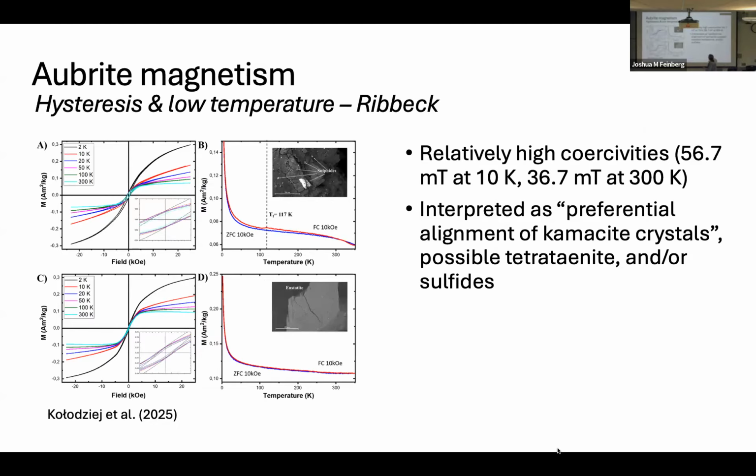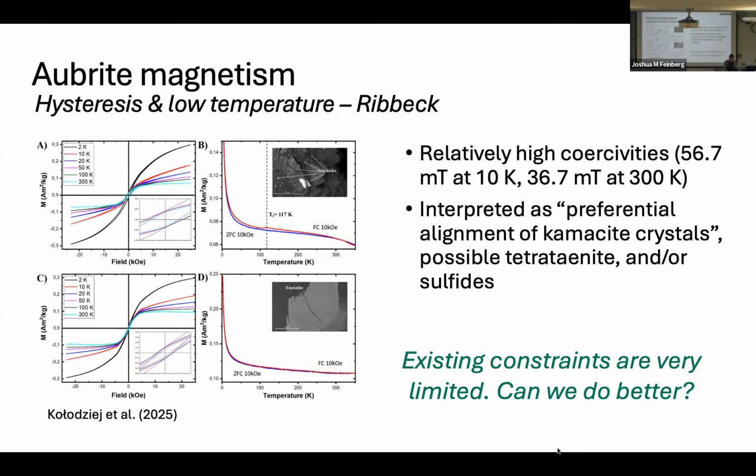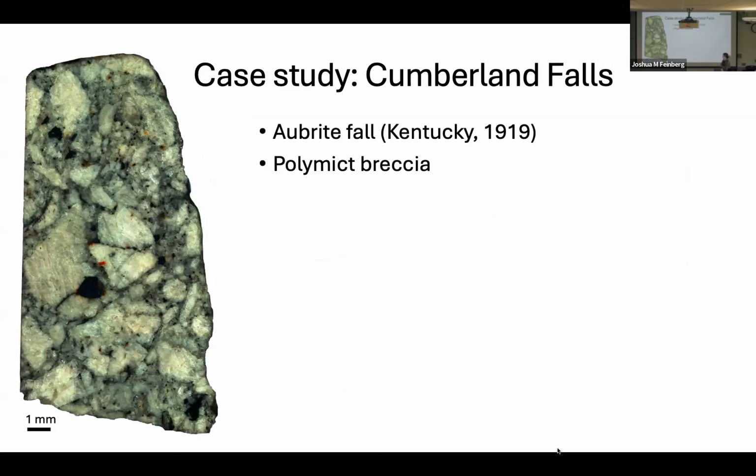But that being said, it's unfortunately still not super informative. You can tell that there's some harder material in here, and some higher porosity material, but otherwise we don't really know very much more than we did before we had this data. So what we wanted to do was revisit this question, right now mostly focusing on the aubrite Cumberland Falls.